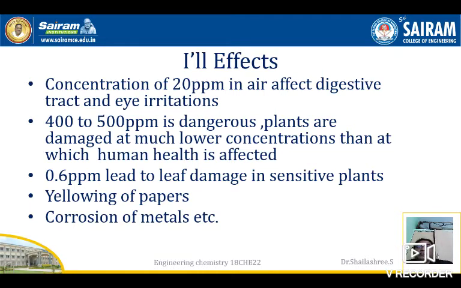And plants are damaged at much lower concentrations compared to those at which a human gets affected. As they are sensitive, they will be damaged at the lower concentrations. For example, only 0.6 ppm leads to leaf damage in sensitive plants. If some sensitive plants are exposed to 0.6 ppm of the oxides of sulfur, they will get damaged. And also yellowing of paper is seen, right? Yellowing of paper is due to the oxides of sulfur pollution. And the corrosion of metals is also due to the presence of the oxides of sulfur.